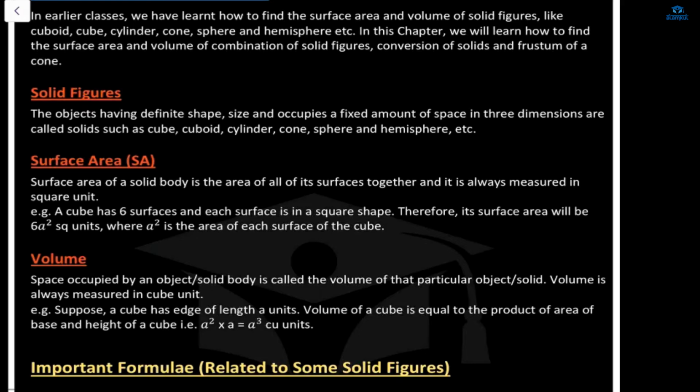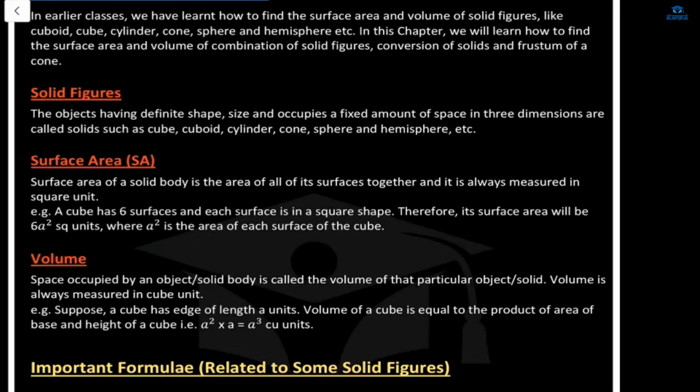Solid figures: the objects having definite shape and size and occupying a fixed amount of space in three dimensions are called solids. Everybody knows solid, liquid, gas. A solid is going to have fixed dimensions; you cannot change the dimensions. The solid figures that we are going to study in this chapter are cube, cuboid, cylinder, cone, sphere, and hemisphere. Cube and cuboid: a cube is the three-dimensional form of a square.